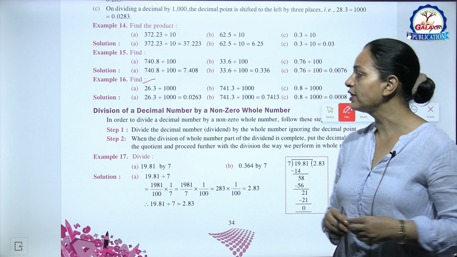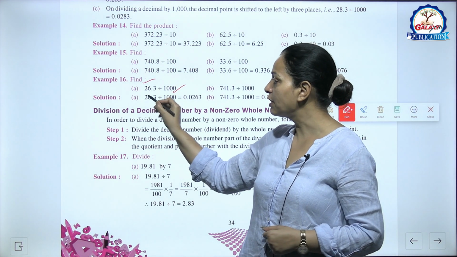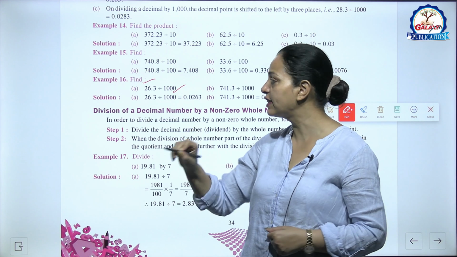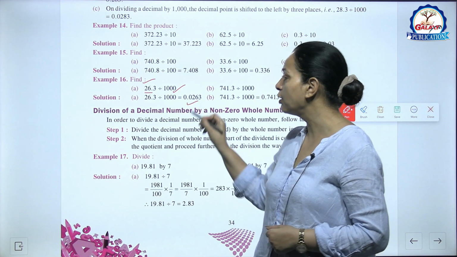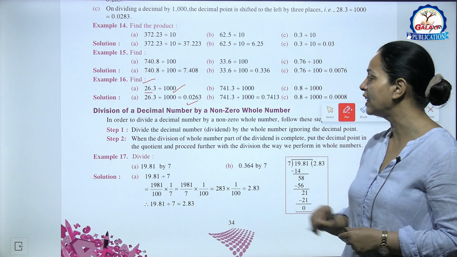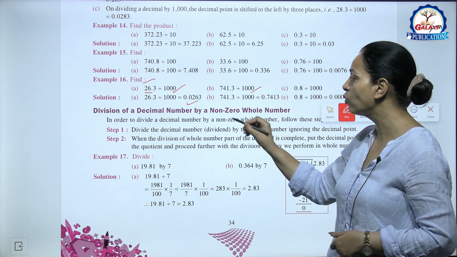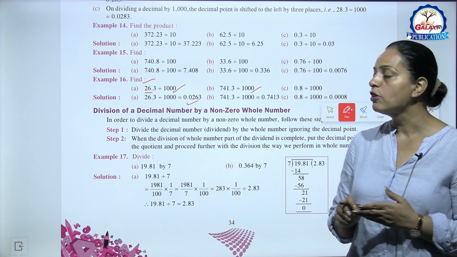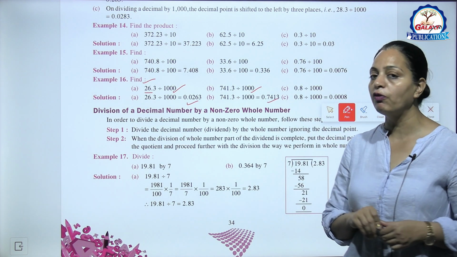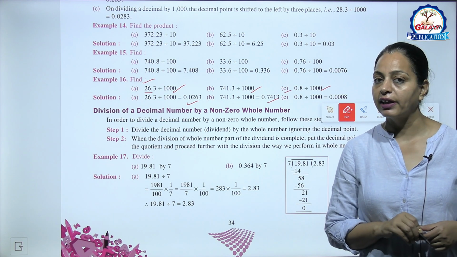Now we are coming to example 16. Find A part, 26.3 divided by 1000. So we are shifting the decimal towards left by 3 digits. यहाँ पर 2 digit है तो हम एक 0 लगा देंगे. So this becomes 0.0263. Now B part, 741.3 divided by 1000. So the decimal is going towards left by 3 digits. So answer is 0.7413.